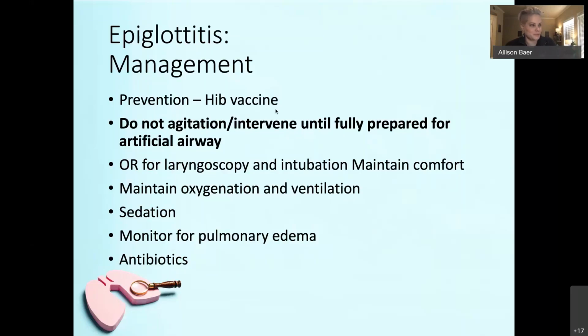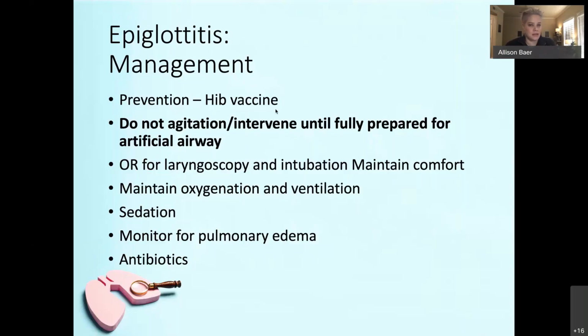Once they are intubated, you're going to want to maintain oxygen and ventilation. You just need to give their body time to get over it. You can give antibiotics, especially since a lot of these are bacterial, but you're going to need to give them plenty of time for it to go away. So monitor at the same time for pulmonary edema, but keep them well sedated.